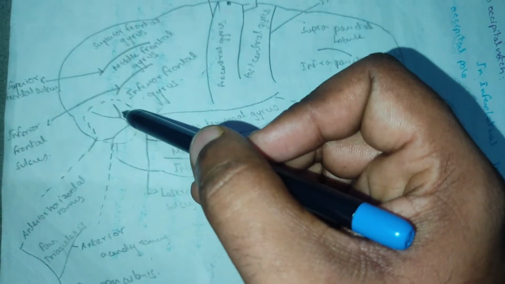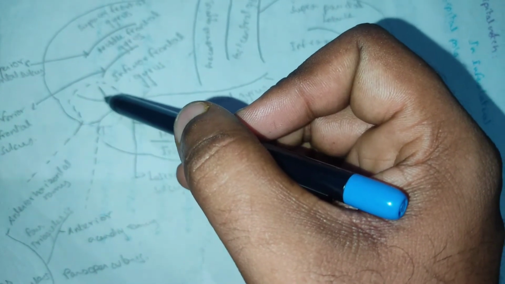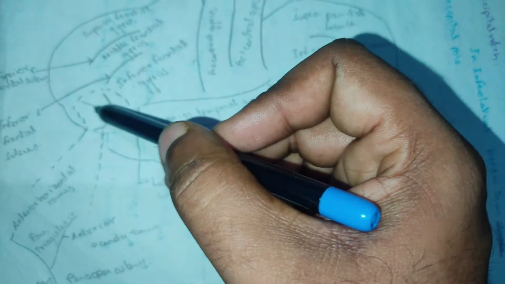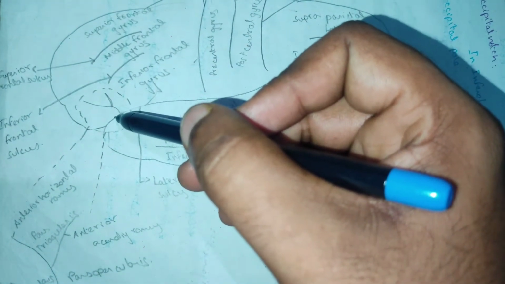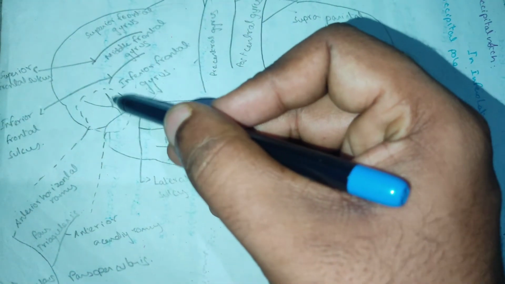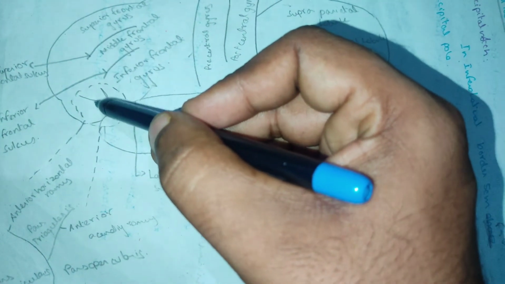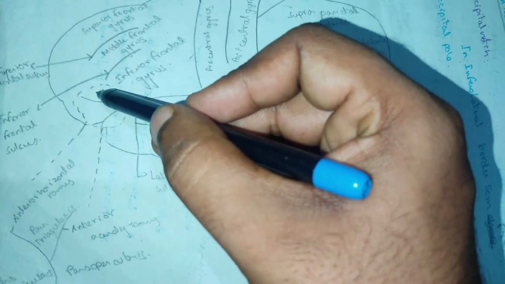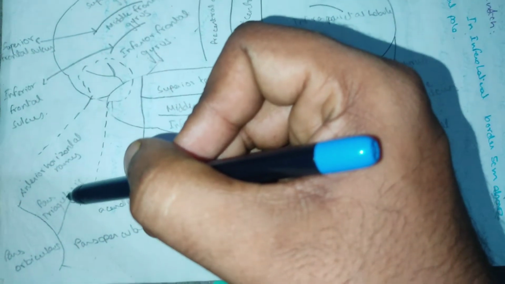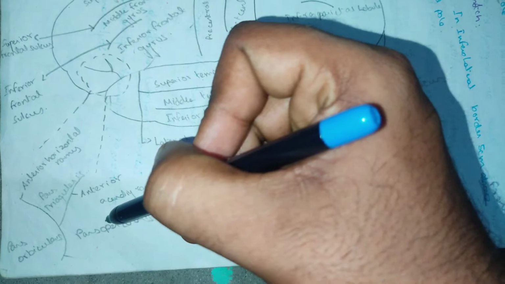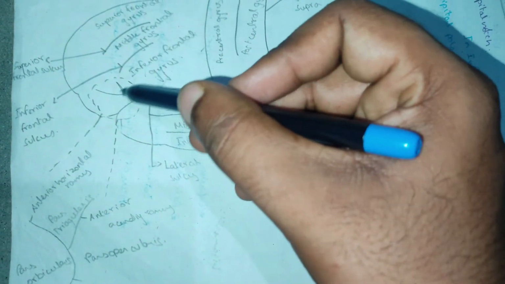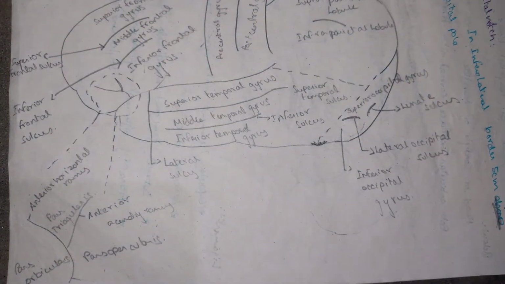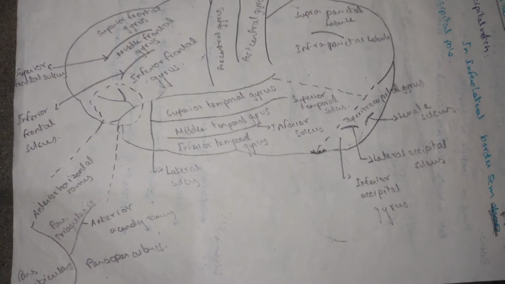This is the one which I have described. This is the anterior horizontal ramus, and this is the anterior ascending ramus. In between them there is a gyrus, here known as pars triangularis, and here are pars opercularis and pars orbitalis. These are the gyri and these are the sulci located here.